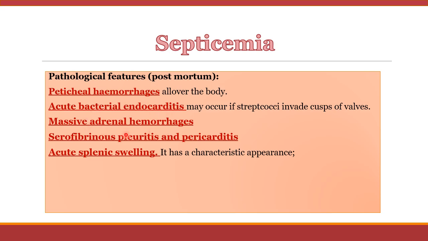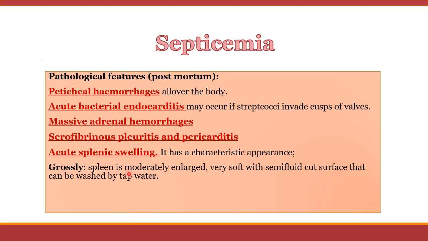We can see massive or widespread adrenal gland hemorrhages. We can see pleuritis or pericarditis, inflammation of the serous sacs, and this can be of the serous or serofibrinous types. And we can also see acute splenic swelling. Acute splenic swelling grossly will appear as an enlarged soft spleen with semi-fluid cut surface, as we said.